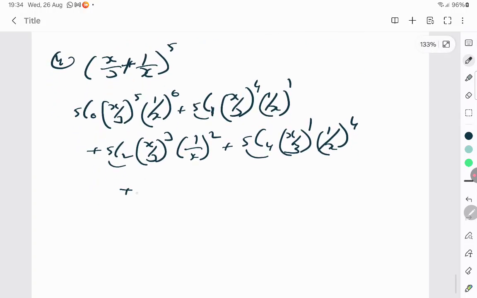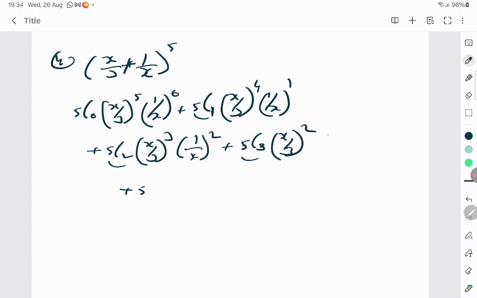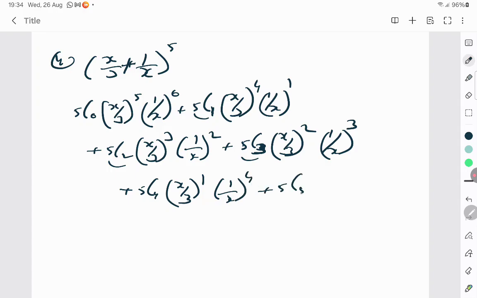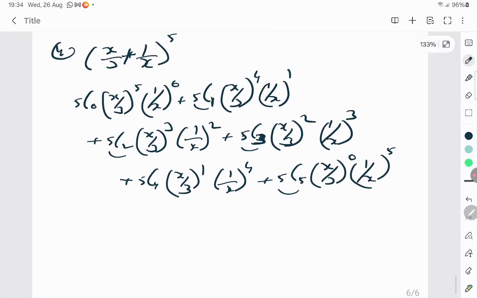I forgot the 5c3, so plus 5c3, x by 3 the whole to the power 2, and 1 by x the whole to the power 3. Can you see? I'm just quickly writing it. And plus 5c4, x by 3 the whole to the power 1, 1 by x the whole to the power 4, plus 5c5, x by 3 the whole to the power 0, and 1 by x the whole to the power 5. Just solve it, you get the answer.